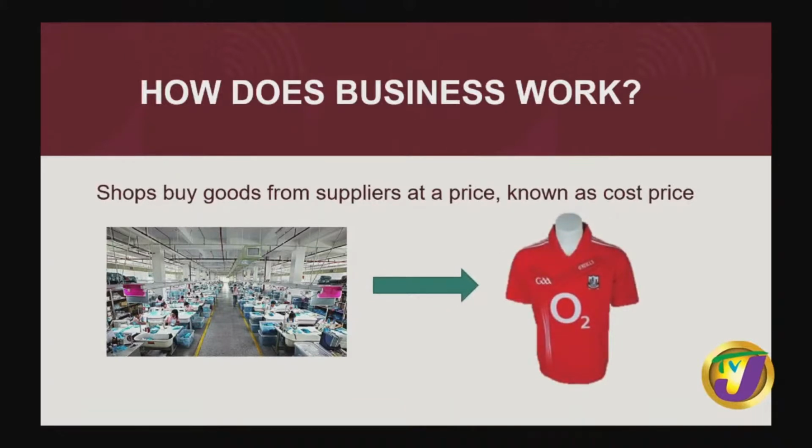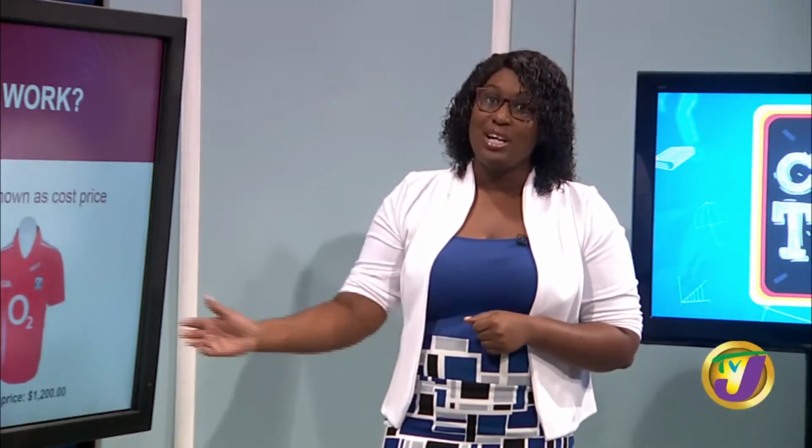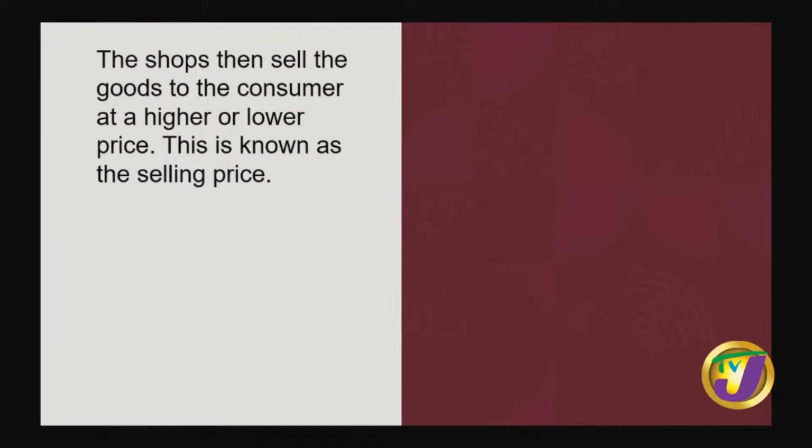Normally though people don't buy one jersey, they buy 10, 100. But for me, I just buy one this time, and I paid $1,200. So we call this my cost price. Then, the shop sells the goods to the consumer at a higher or lower price. That is known as the selling price.